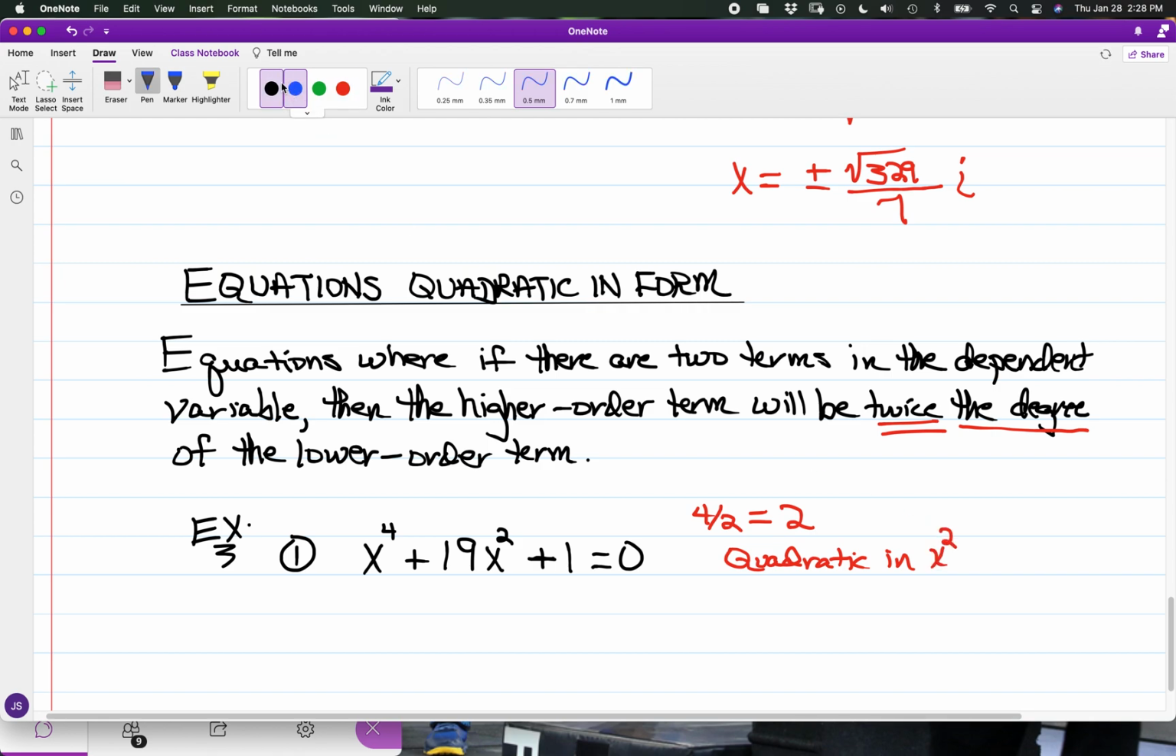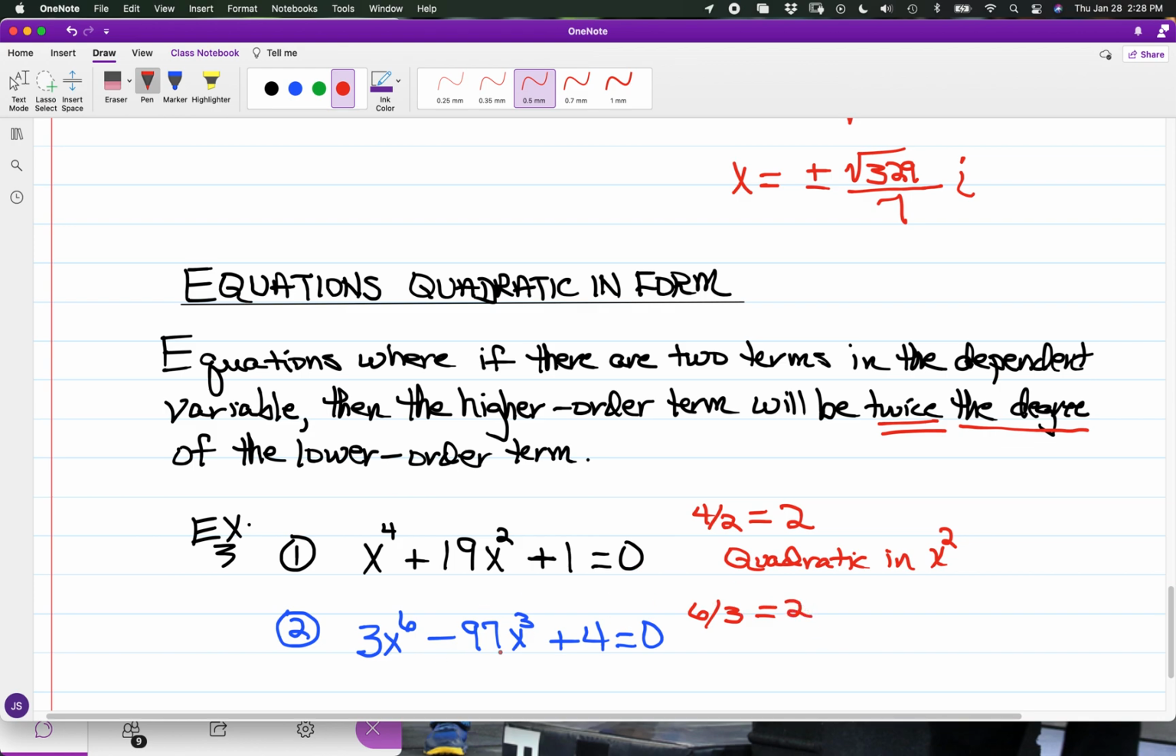And if we have, let's say, something like 3x to the sixth minus 97x cubed plus 4 is equal to 0. If you notice between the higher and the lower order terms in x, the higher order is at 6, the lower order is at 3. Again, the higher order in x is twice the degree of the lower, so you have a 2 to 1 ratio. And this equation is said to be quadratic in x cubed.